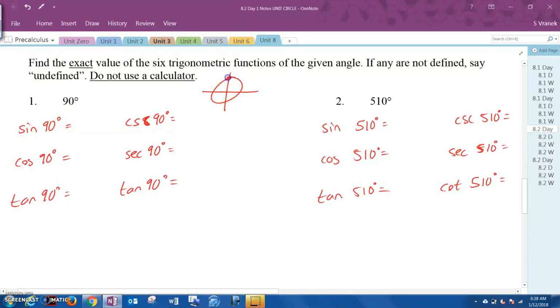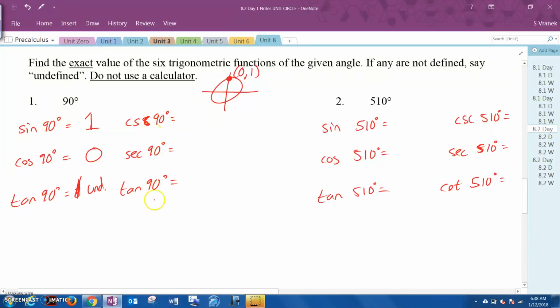So sine of 90, or 90 is up here at 0, 1. So sine is the y, so right away we're going to say that's 1. Cosine's the x, that's 0. Tangent is 1 over 0, which is undefined. So you have to write undefined.